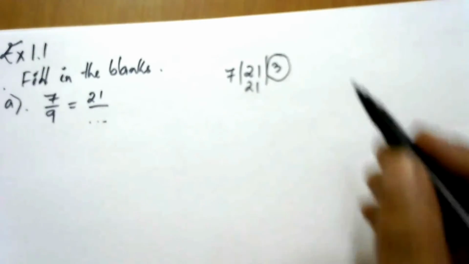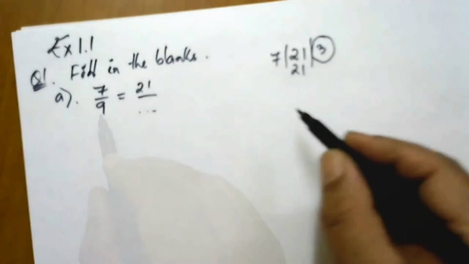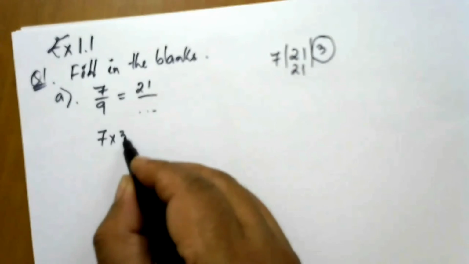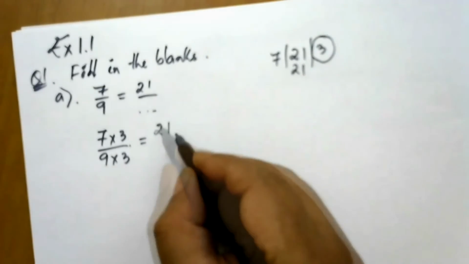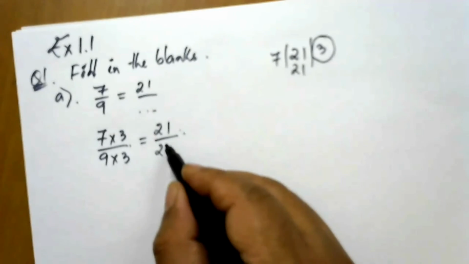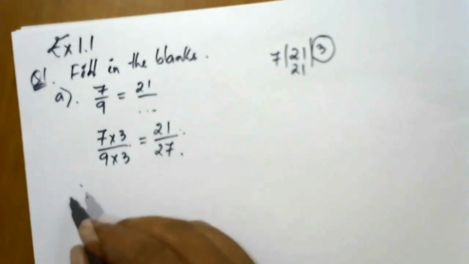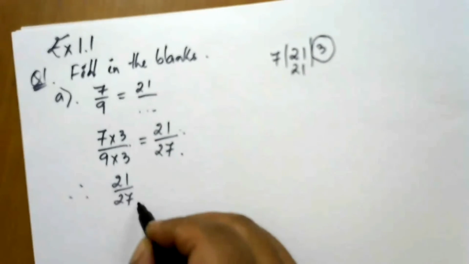Since we get the result as 3, now let's multiply the numerator and denominator by 3. That is 7 into 3, 9 into 3. This gives 21, and 9 into 3 is 27. So the value will be 27. Therefore, the result will be 21 by 27.